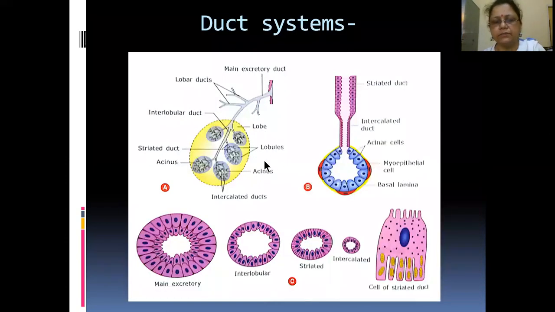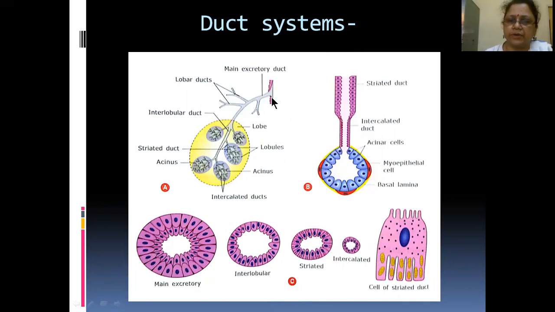Now coming to the duct system, I told you in a flowchart. I just want to discuss this diagram first, then we'll go for the theory part. You should know a little bit regarding this, because you'll be asked in the viva.